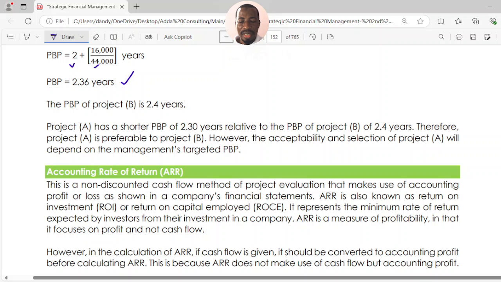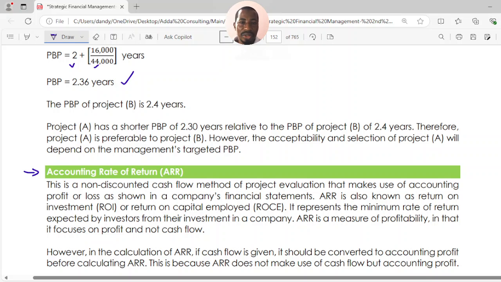So at this point, let's move to accounting rate of return. I've explained the concept of payback period, and we have used 2 examples to demonstrate the learning so far. So let's talk about accounting rate of return, which is the second technique under the non-discounted cash flow method of project evaluation. So what do you understand by accounting rate of return?